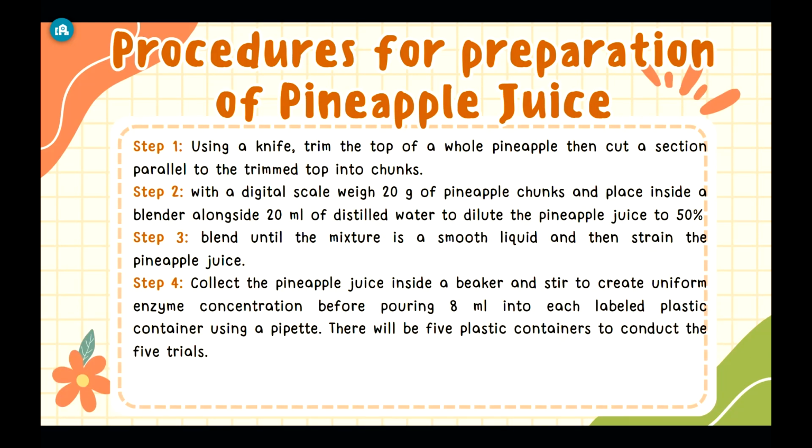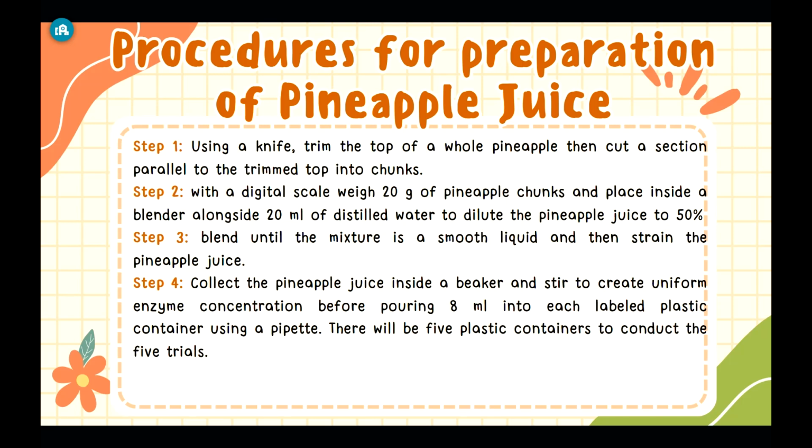To prepare the pineapple juice, first, using a knife, trim the top of a whole pineapple. Then cut a section parallel to the trimmed top into chunks. With a digital scale, weigh 20 grams of pineapple chunks and place inside a blender, alongside 20 milliliters of distilled water to dilute the pineapple juice to 50%. Then blend until the mixture is a smooth liquid and then strain the pineapple juice.